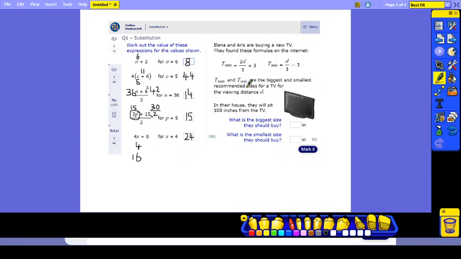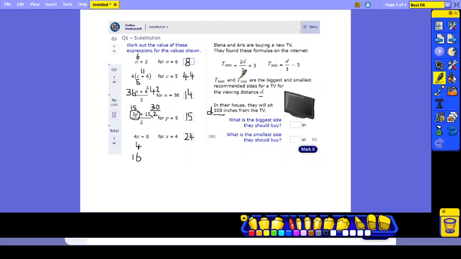Let's have a look at this one here. So Elena and Aris are buying a new TV. They found these formulas on the internet. So T maximum is 2D over 3, or divided by 3, and then add 3. And the T minimum is D over 3, take away 3. So the T max and T minimum, or min, are the biggest and smallest recommended sizes for a TV for the viewing distance of D. Okay, so in their house, they will sit 108 inches from the TV. So I know this 108 is equal to D, that's what the D is representing.